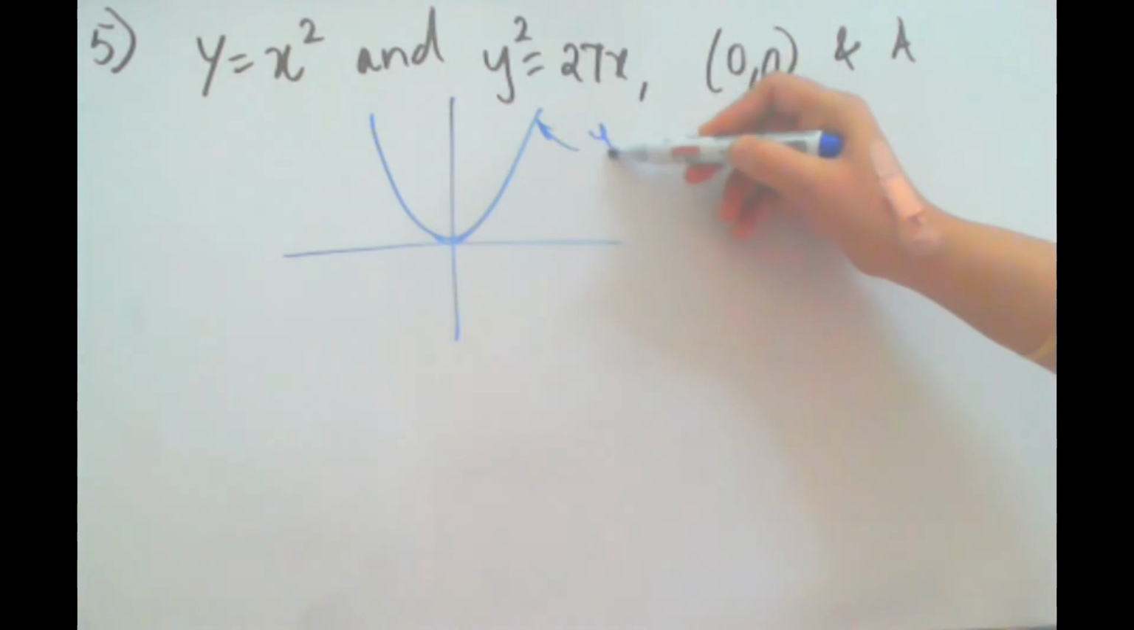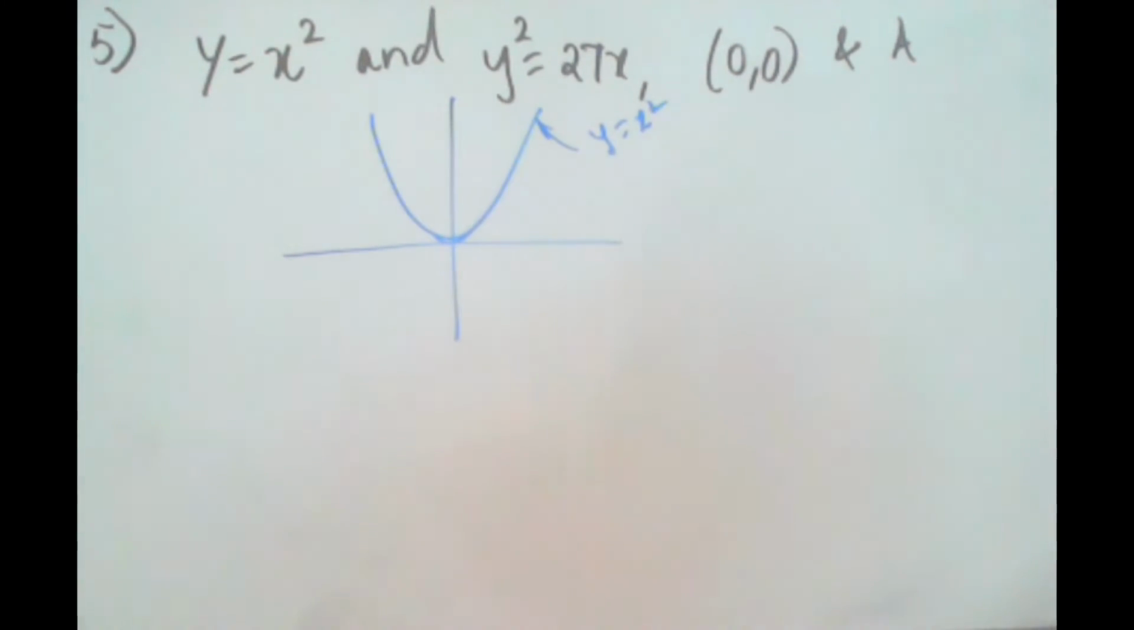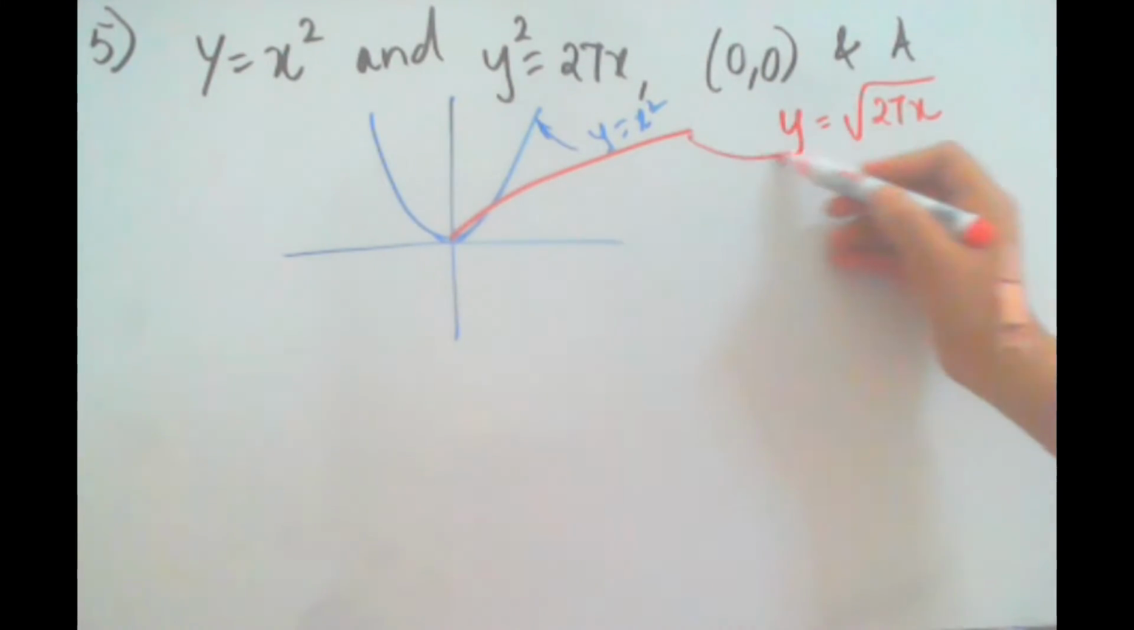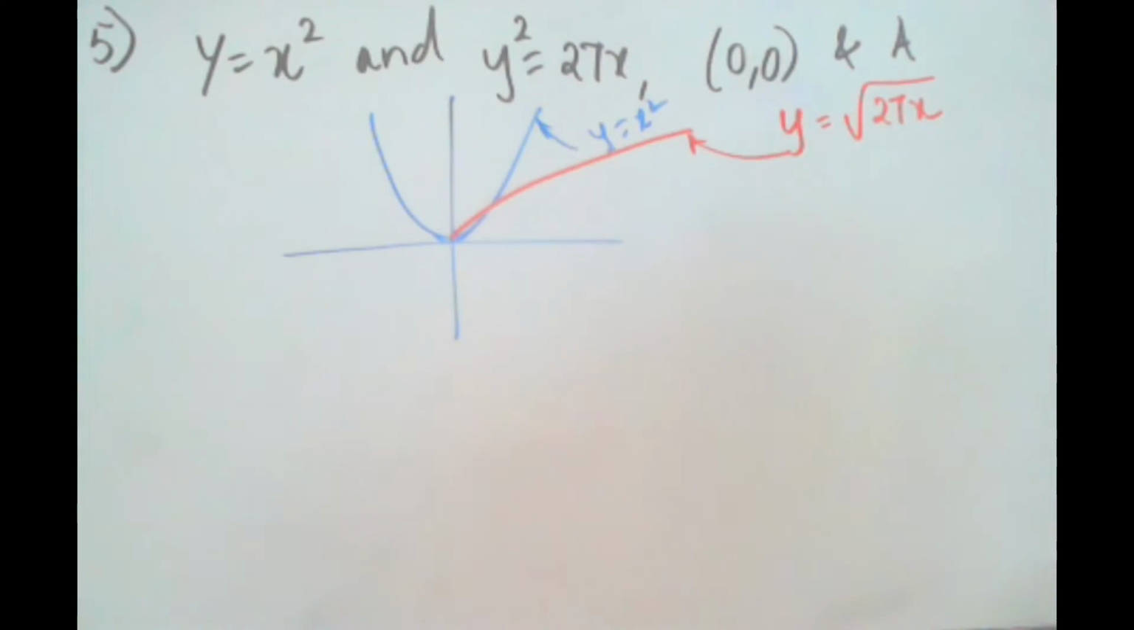So this is y is equal to x square and y square is equal to 27x. So we get y is equal to root 27x. So if you plot this graph, it looks like this. So this is y is equal to root 27x.